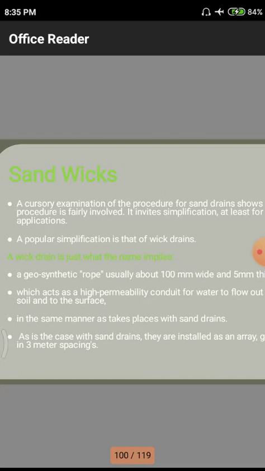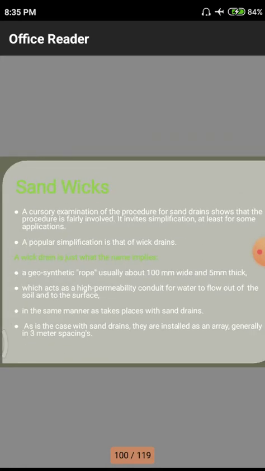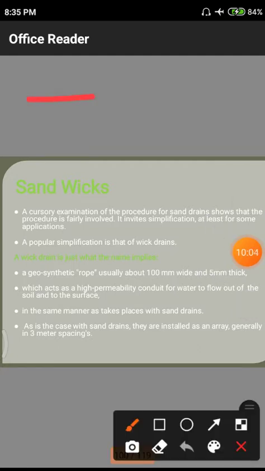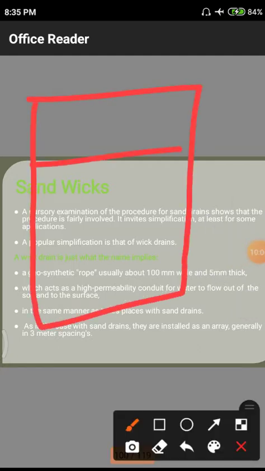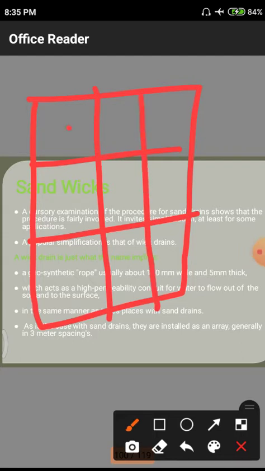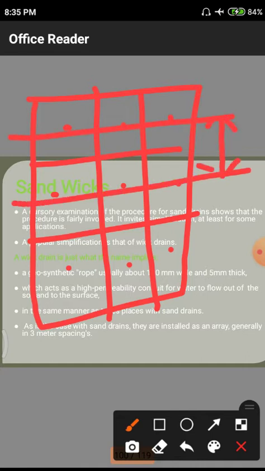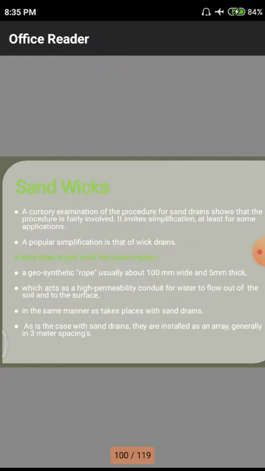As in the case of sand drains, they are installed in an array, generally at 3 meters spacing. That means the center-to-center spacing between two successive drains is 3 meters. This is the total land. In this land we make n number of points. These are the cross lines, and the center to center is 3 meters. Likewise we have this section also, 3 meters. We need to maintain particular spacings.